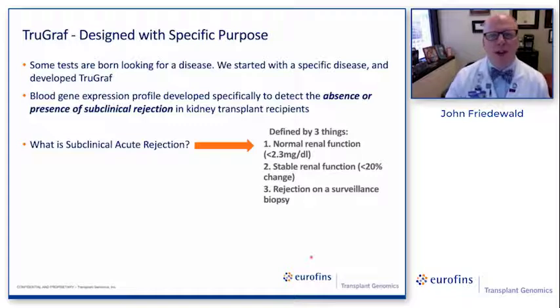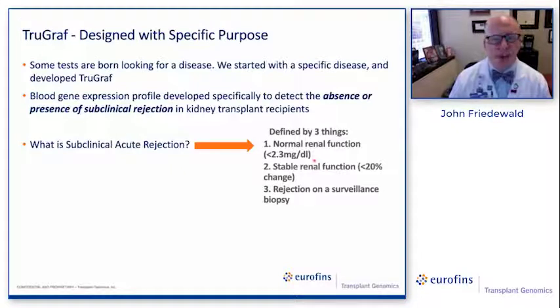What is subclinical rejection? Very important to define the clinical phenotype. We define subclinical rejection by three things. Number one, normal renal function, and we chose a cutoff of 2.3 milligrams per deciliter below that as normal kidney function, and there is nothing magic about that number. We chose it because we wanted to be inclusive of patients who maybe had a higher level of serum creatinine, but otherwise a stable and healthy graft, perhaps due to donor disease. So we chose that number.